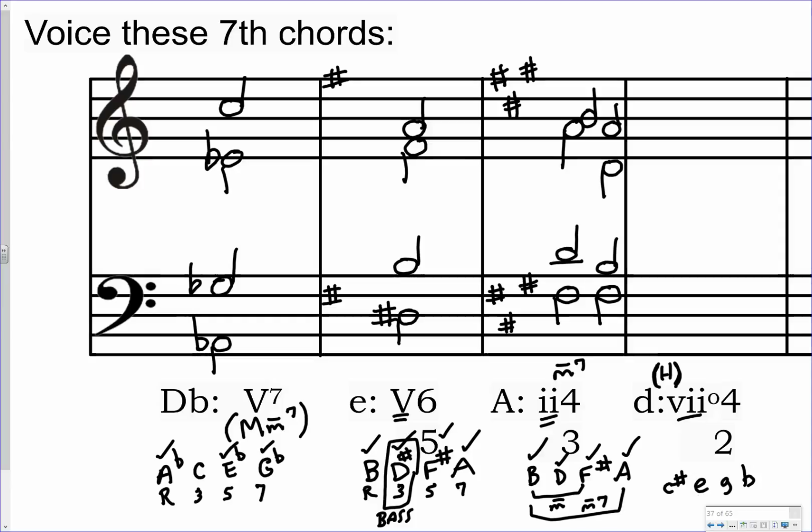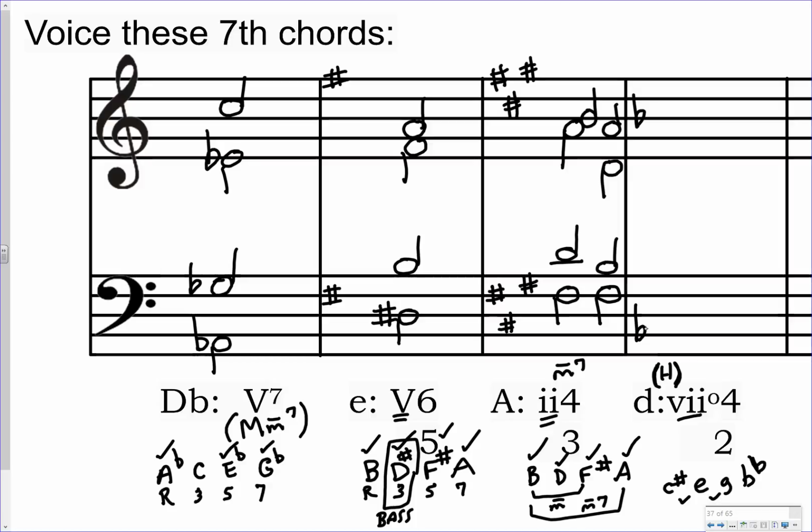So that means we need minor thirds from the root to the third, check. From the third to the fifth, check. And from the 5th to the 7th, we have to make it minor to make it fully diminished. So I added a B flat. I can put in my key signature, D minor. So we have a B flat in our key signature.